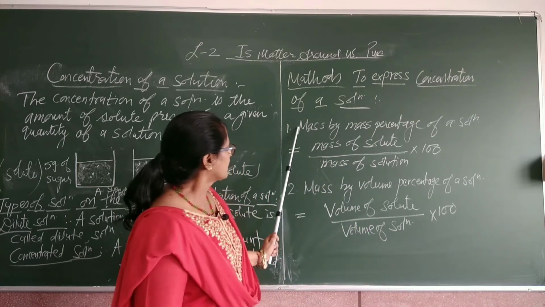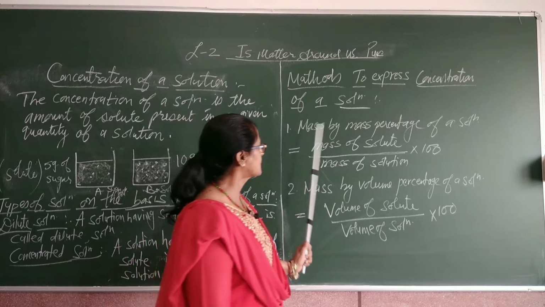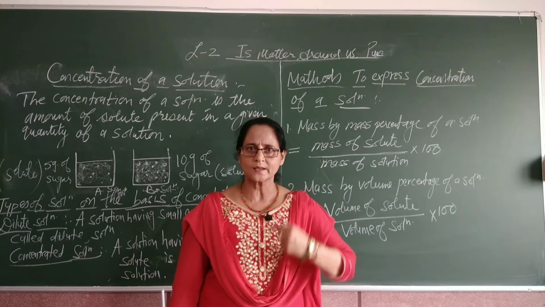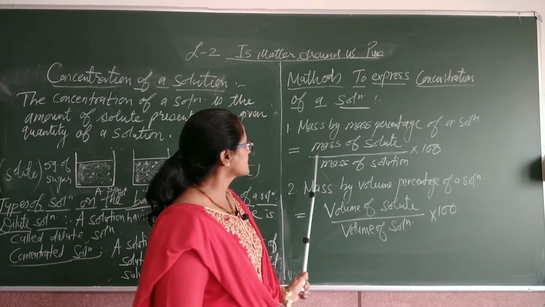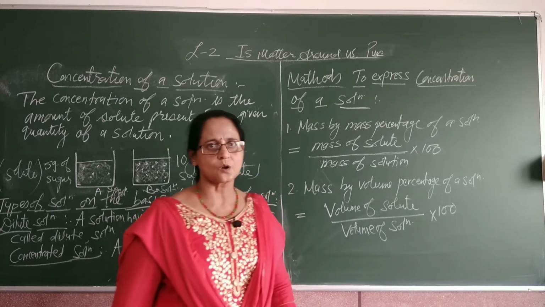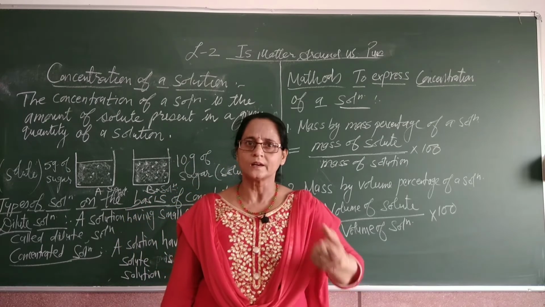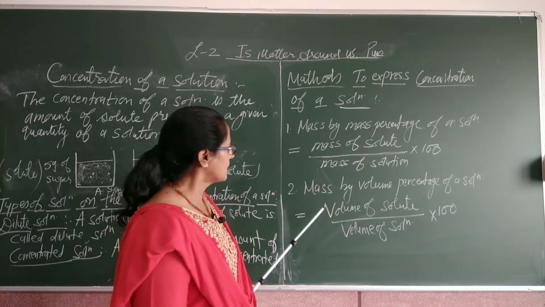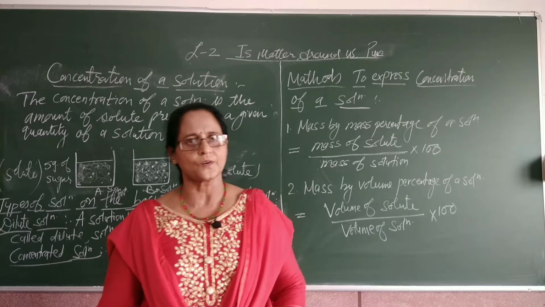Students, here are the two different methods, and out of them, the first method is used if the solution is of a solid solute dissolved in a liquid, then we consider the mass percentage of solute in calculating the concentration of a solution. While if the solution is of a liquid solute dissolved in a liquid, then we consider the volume percentage of a solute in calculating the concentration of a solution.